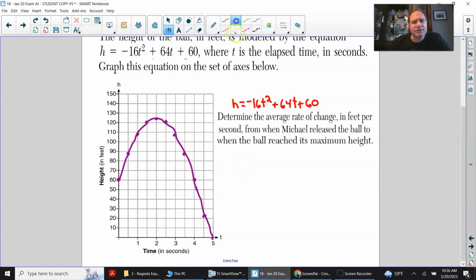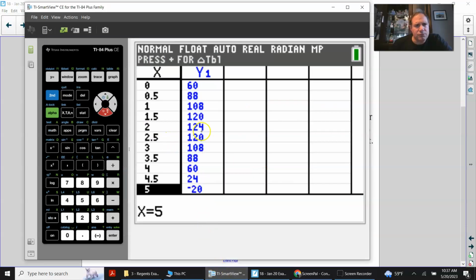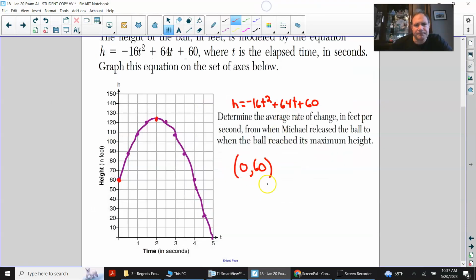So it says determine the average rate of change in feet per second from when Michael released the ball. So this is that right there. So that's 0.60 to from when it reached the maximum height. So it reaches the maximum height here at 2. So I just want to make sure, to 124.